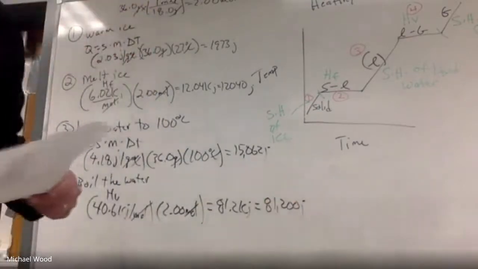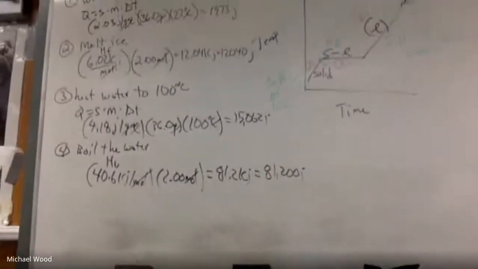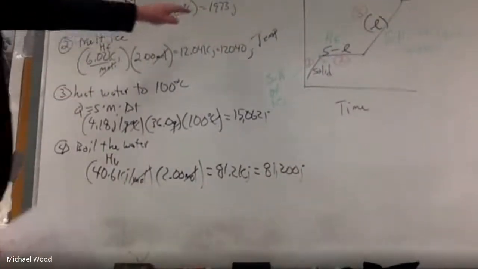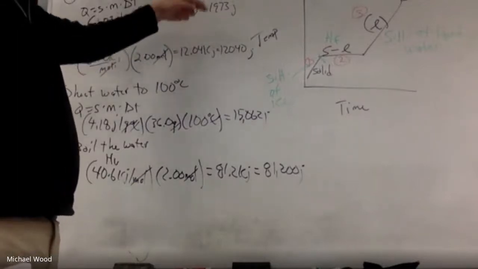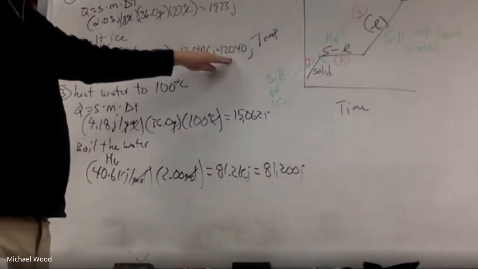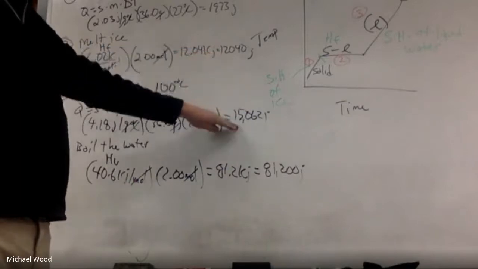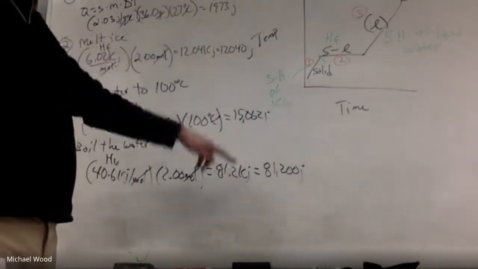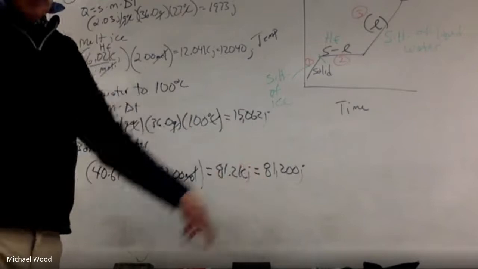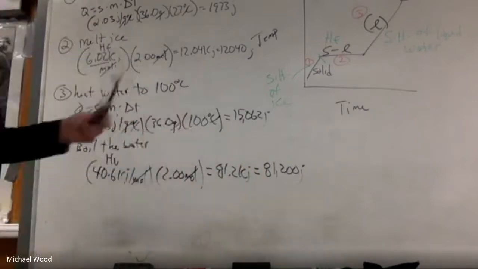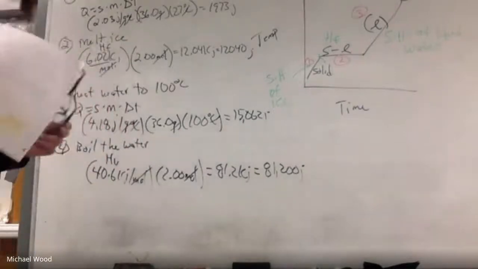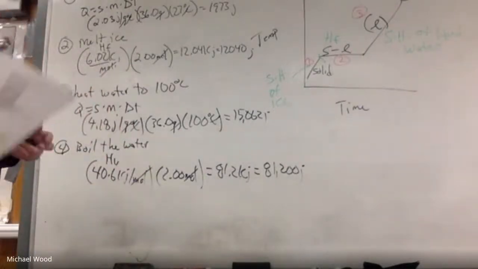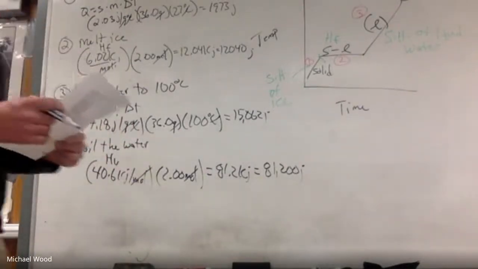So if you look at that, and you compare these numbers, 1973 to just get the ice to 0, 12,000 to melt the ice, 15,000 to go from 0 to 100, 81,000. And this is a good kind of, well, why? Well, you're breaking a lot of intermolecular bonds to go from the liquid phase to the gas phase, and that takes the most energy.